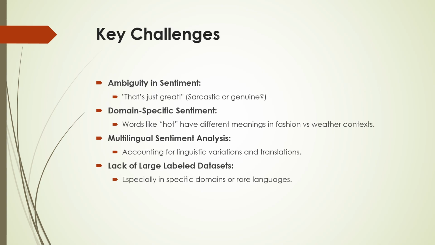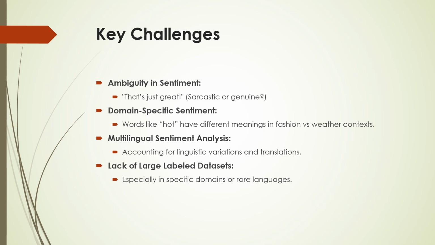So, we have a few challenges too. The key challenges are, first, ambiguity in sentiment: words can mean different things depending upon tone. For example, "that's just great" might be sarcastic or genuine. And also domain-specific or context-specific sentiment. Words like hot have different meanings in fashion versus weather contexts. So hot can mean warm, spicy, or trendy.